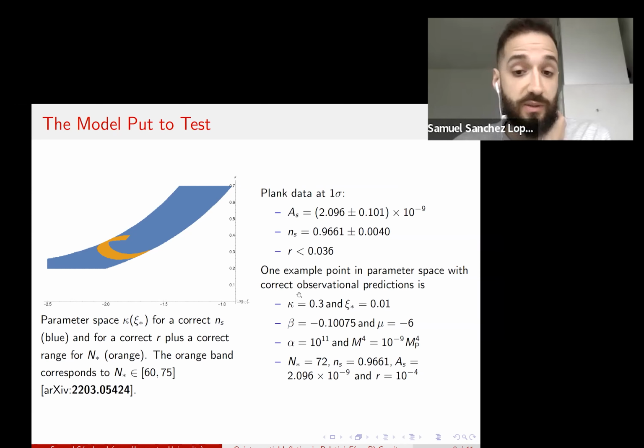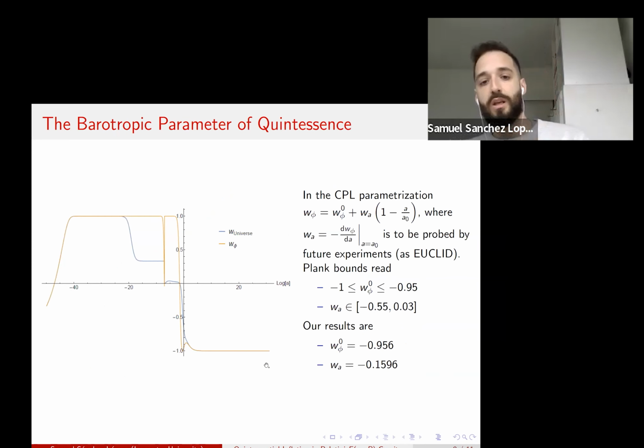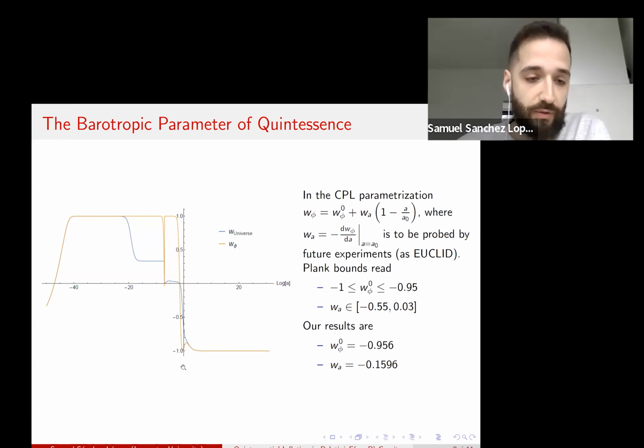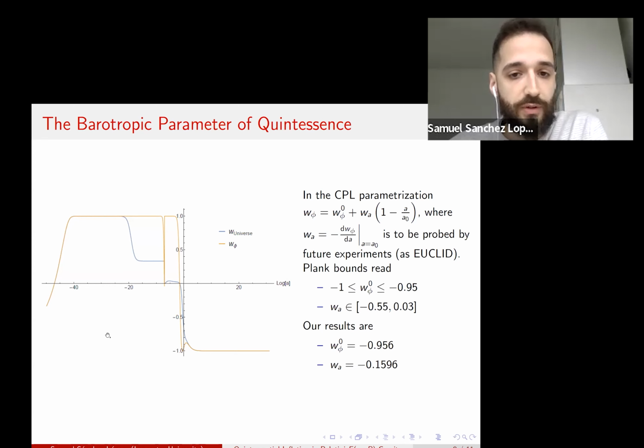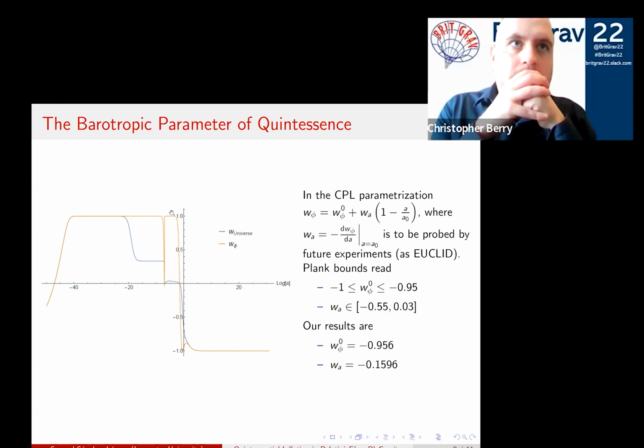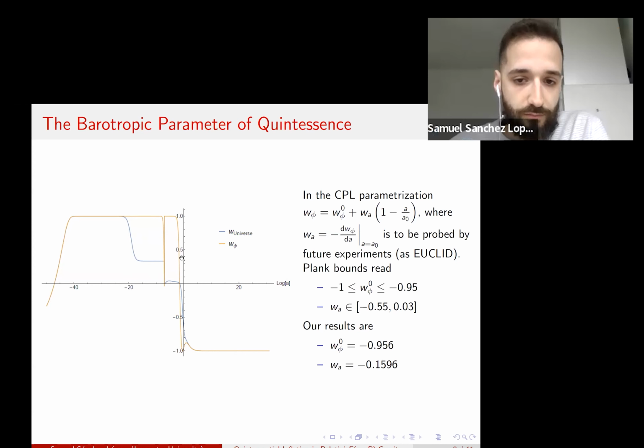And I would like to show you one specific point in this valid parameter space, just to show that we don't get any crazy numbers or something. It's all reasonable. And for this point, the predictions for inflation are perfect for 72 e-folds. We also solved the whole thing, from inflation until the present time as well. And here I'm showing the barotropic parameter of the universe in blue and of the field in orange, as a function of the logarithm of a. So today corresponds to the origin.